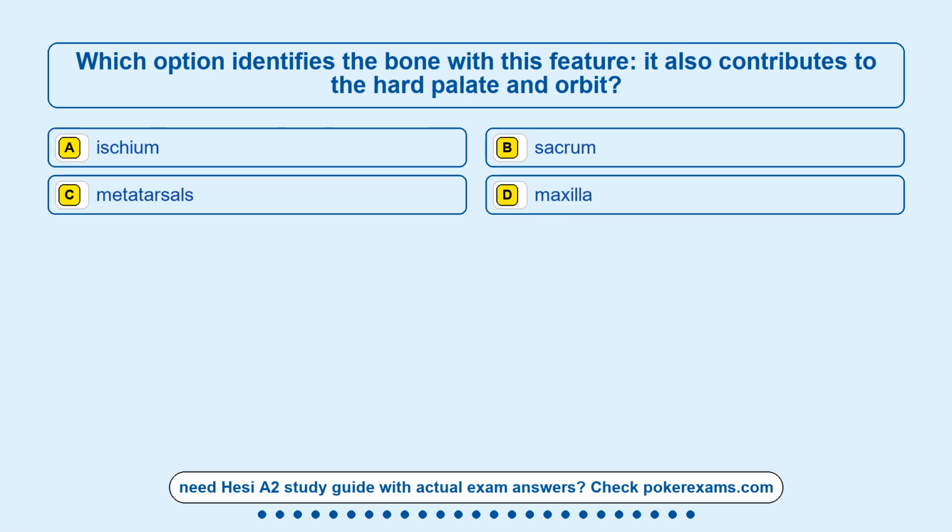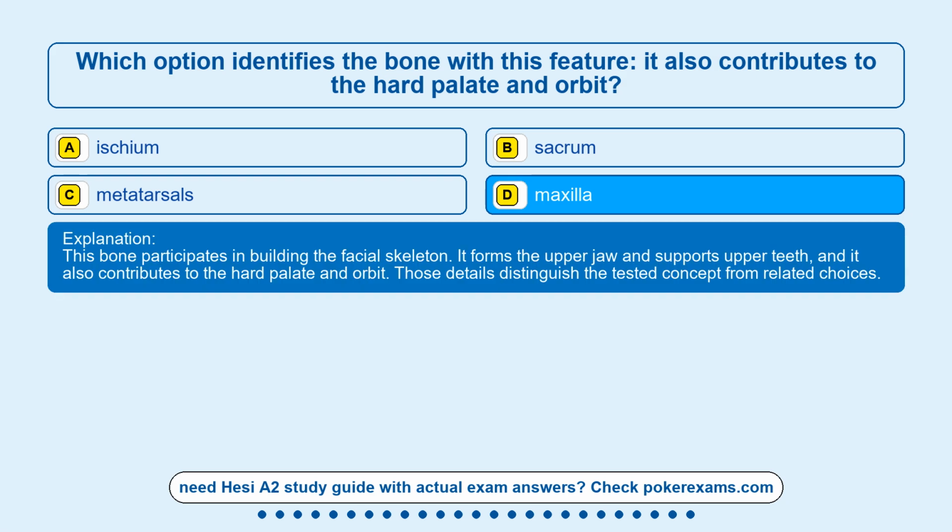Question 3. Which option identifies the bone with this feature? It also contributes to the hard palate and orbit? Option A, ischium. Option B, sacrum. Option C, metatarsals. Option D, maxilla. The correct answer is option D, maxilla.